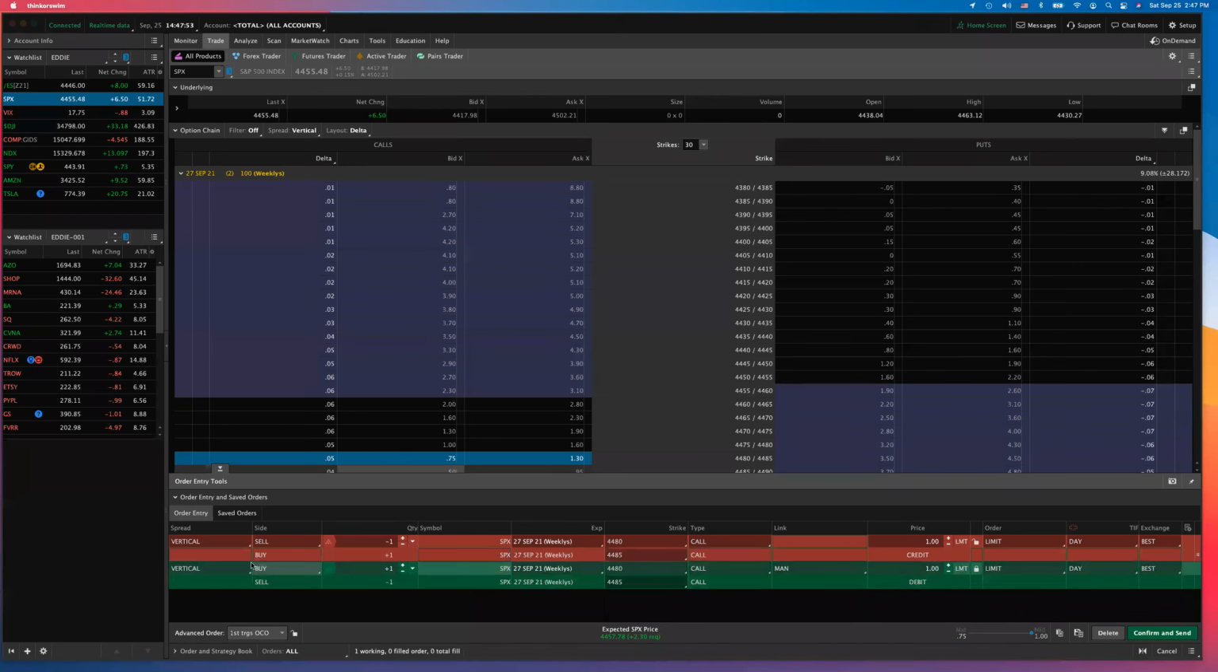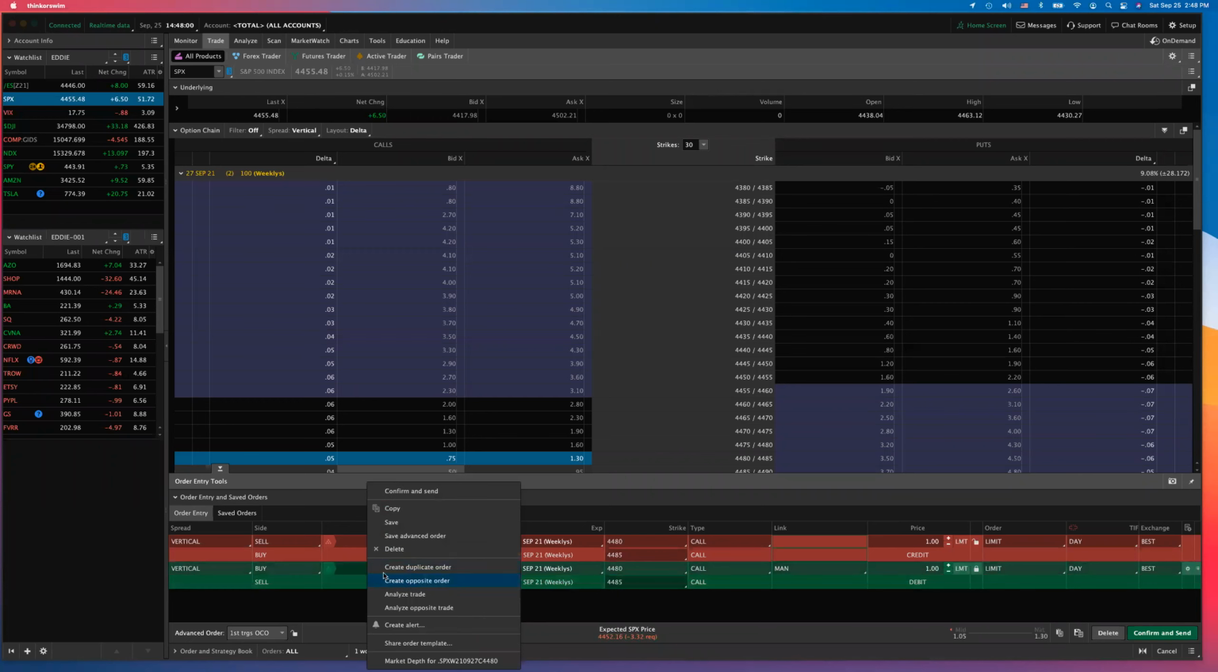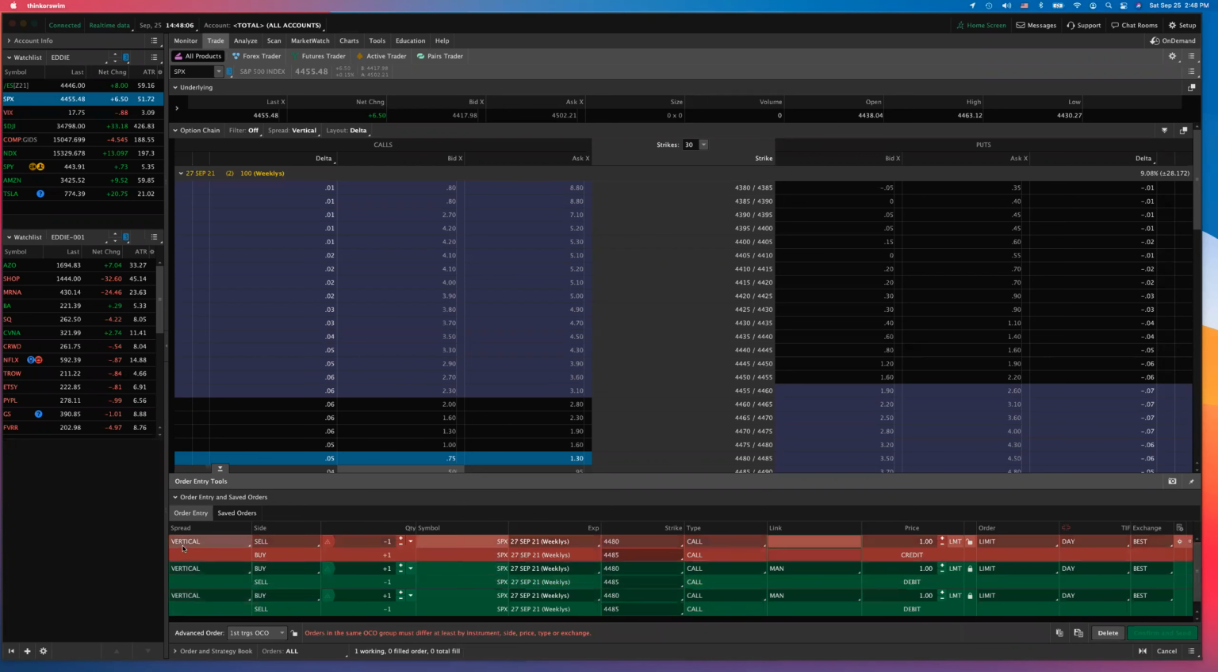I'm not done yet. The next thing I'm going to do is right click anywhere on this green area, and I'm just going to do duplicate order. You see what it says, duplicate? Create duplicate order. So now I have one red one, two green ones. What's that all about? Well, let's fix that.